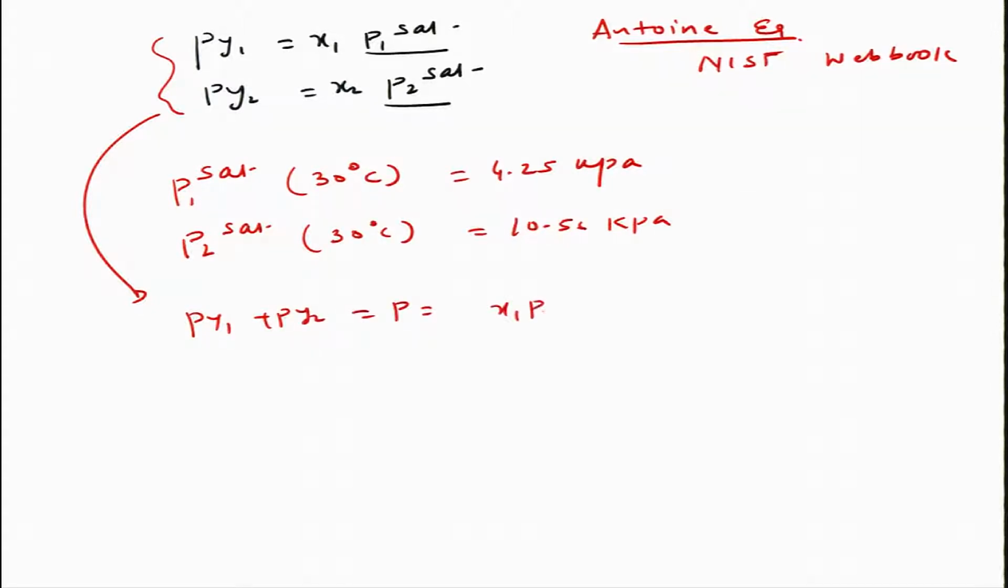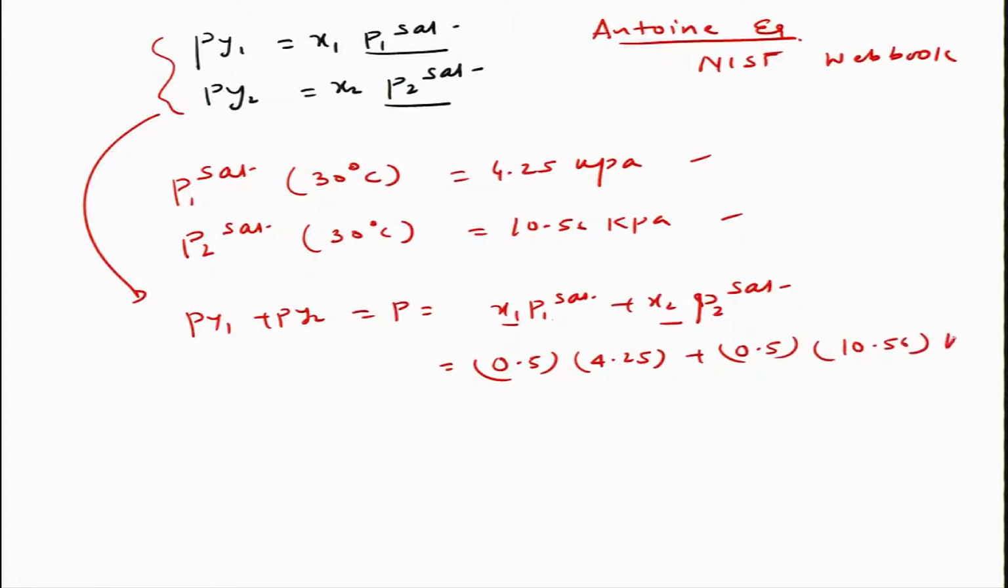This is your x1 P1 sat plus x2 P2 sat. Okay. So, x1 I know, x2 I know, and P1 sat I know here, P2 sat I know. So, if you plug in this information, this is 7.41 kilopascal, which is greater than 7 kilopascal. Okay. So, this is what we obtain in this case.